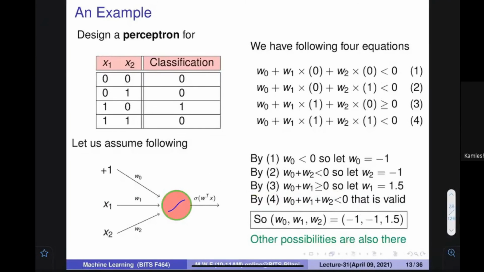So therefore we can find out the value of W's: -1, -1, 1.5. Please note down that this is not a single value. Everybody is okay with this discovery, of what is the value of W's? So for this problem, these are the values of W's. Can you write yes, that you understand this?